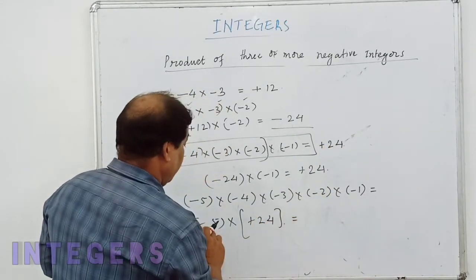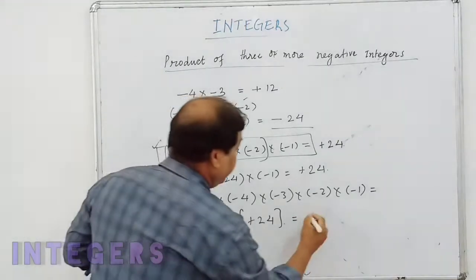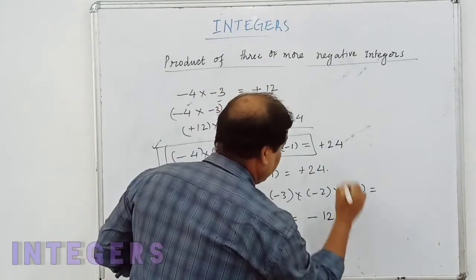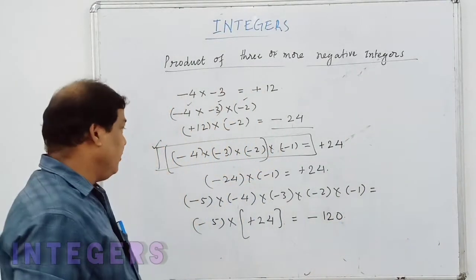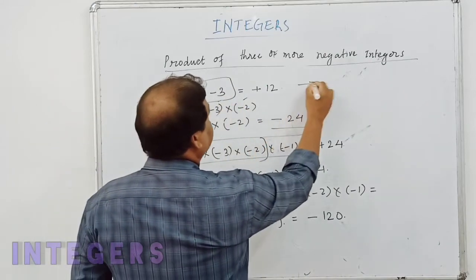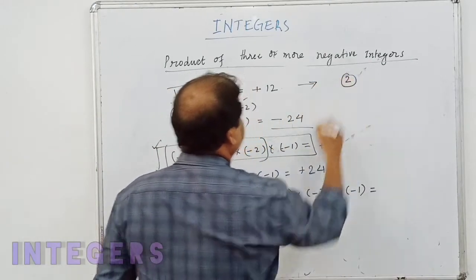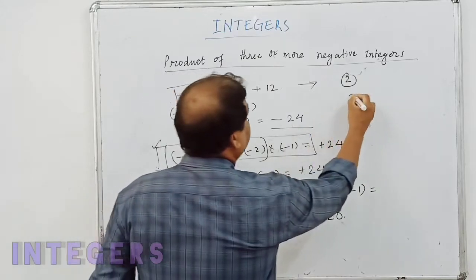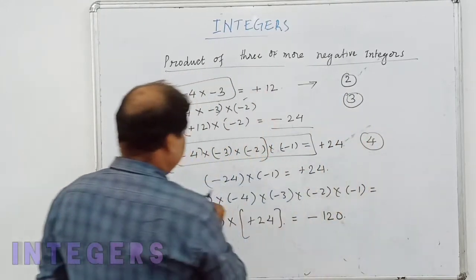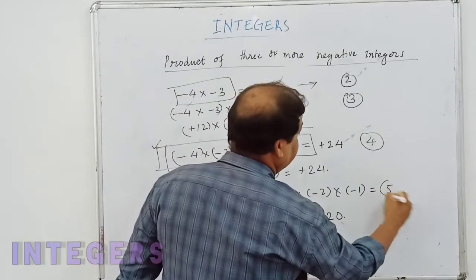That means negative sign and positive sign, it will become negative sign. 24 times 5 is 120. So it is the negative sign. So it is 2 negative integers here. Here is the 3 negative integers. Here is the 4 negative integers. So here is the 5 negative integers.